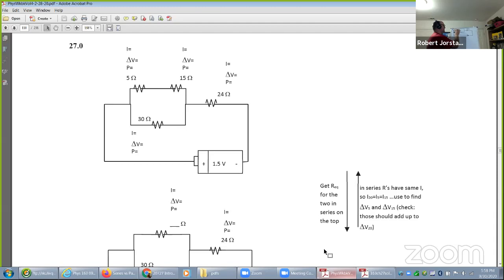Oh, shoot, there's another one up here. A 5 and a 15 ohms. And a 30 ohms. Okay. All right. And so when I'm doing this, the first step should be combine which two?